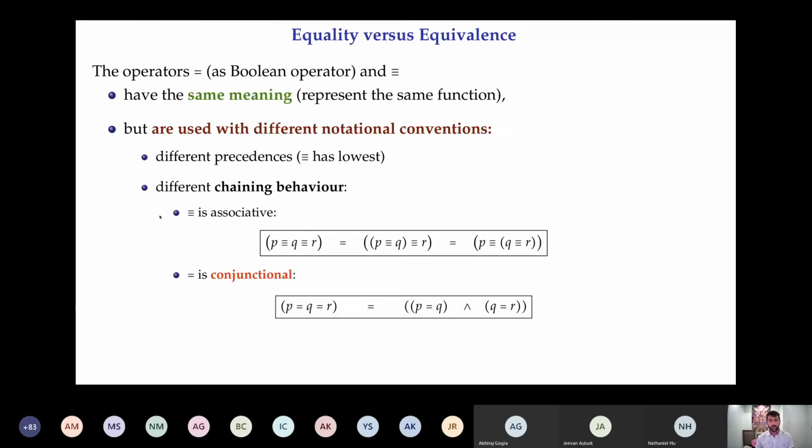So as I said a moment ago, the operators have the same meaning, but it's how we use them. One of them we treat associatively, so we change the parentheses, and the other one we treat as an abbreviation for a conjunction. So that's the main distinction there.